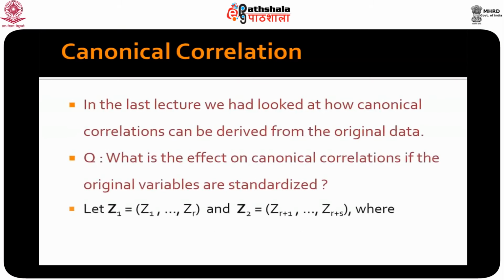What if we actually standardize the variables? So, instead of looking at the original variables, suppose we standardize them. So, instead of x1 we now have z1. z1 consists of r elements, each of which comes from the corresponding xi's: it is xi minus mu divided by sigma. So, we standardize this. Similarly, instead of x2 we have z2.